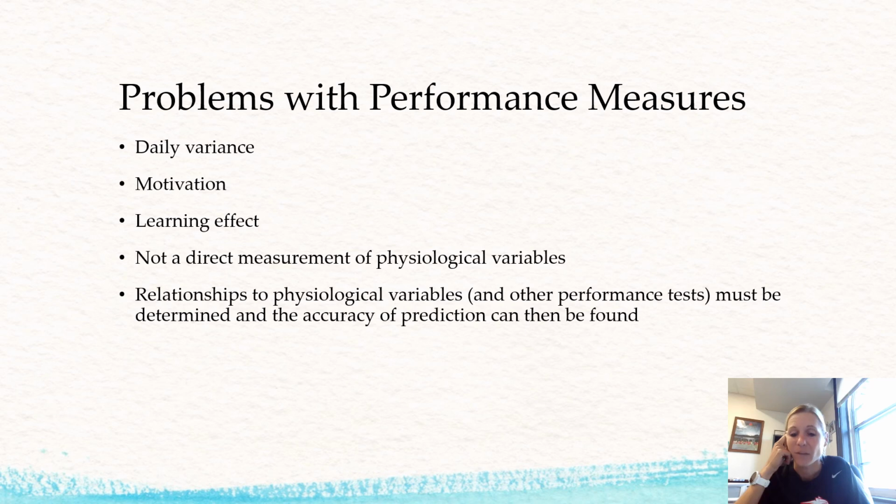Okay, relationships to physiological variables and other performance tests must be determined, and the accuracy of prediction can then be found. So again, we see a high amount of correlation between many of these tests and athletic performance, and so I think it's important to sell that to athletes. If we're going to actually use this as a tool to determine who's going to play and who's not going to play, then the athletes need to buy into the concept that, yeah, what your 40 is actually matters in terms of how you're going to perform as a basketball player, as a soccer player, etc.